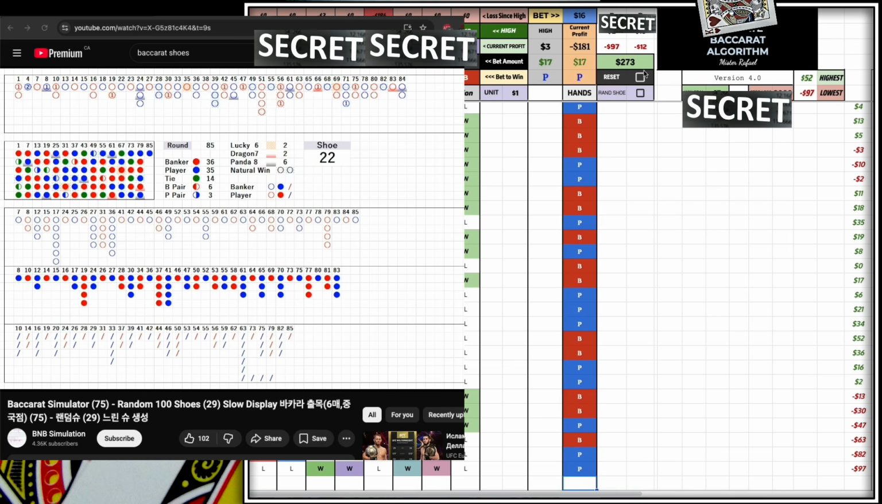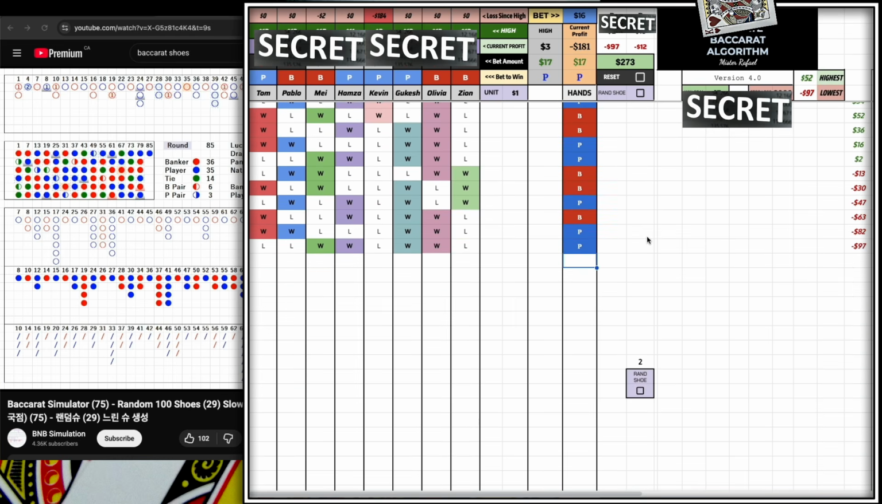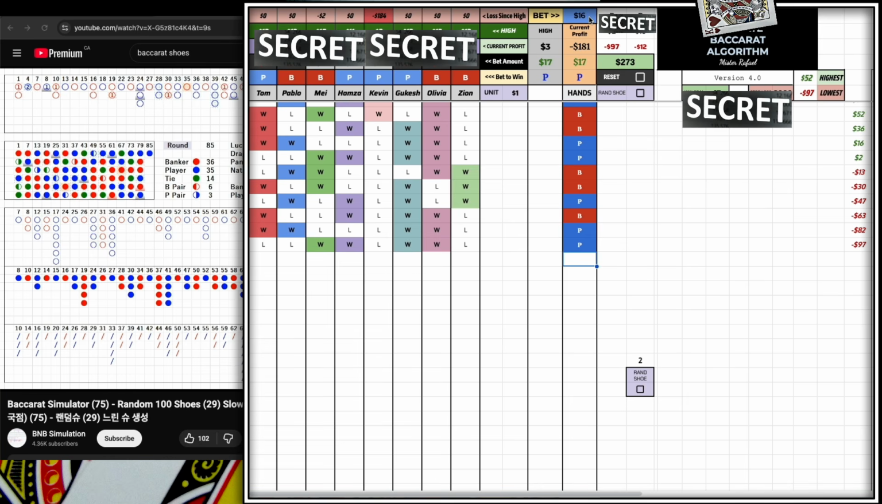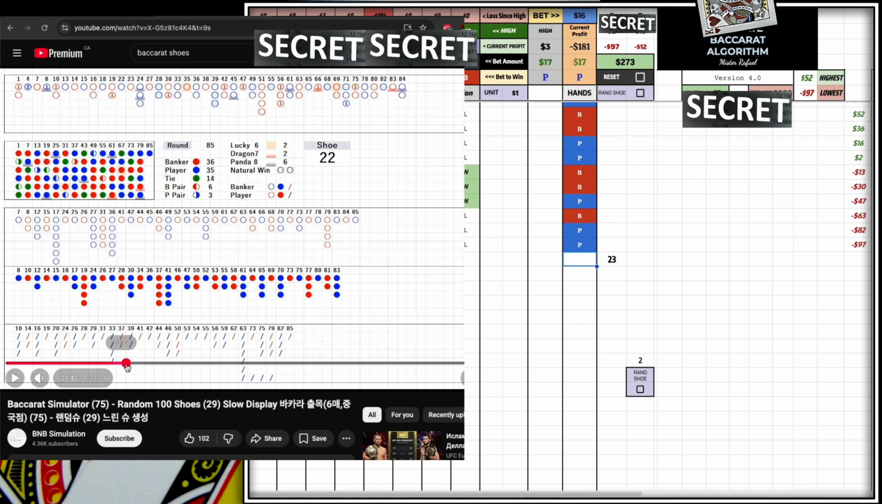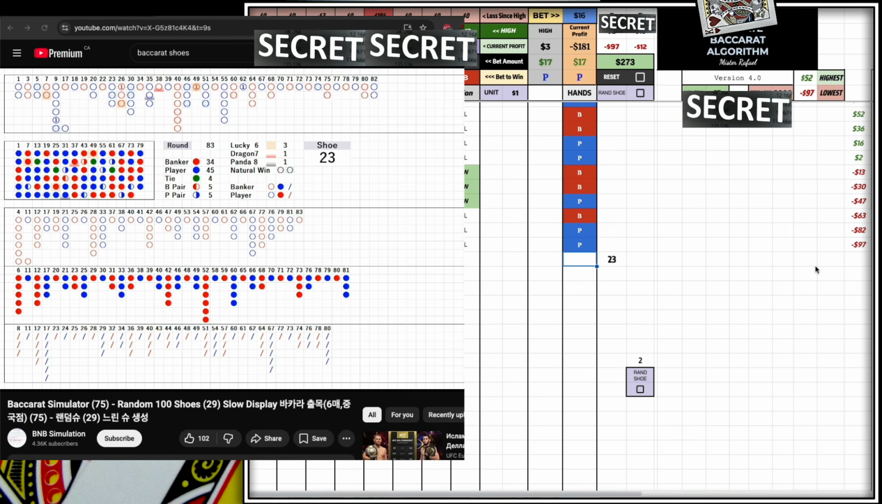All right, currently sitting at minus $97. Highest profit was $52 and lowest was minus 97. Next bet would have been $16 on player. Next shoe will be 23. We'll start it from here. Let's skip ahead. All right, shoe 23, here we go.